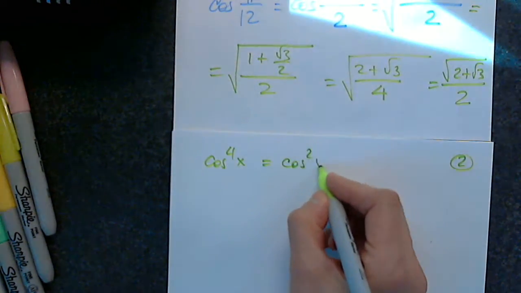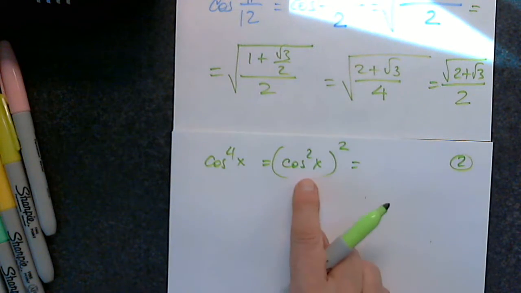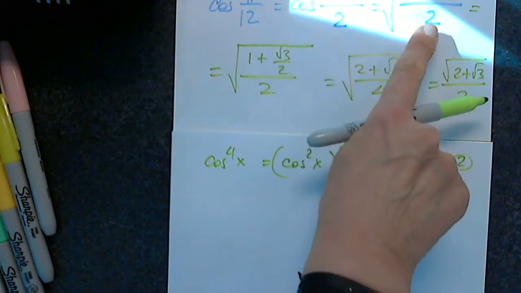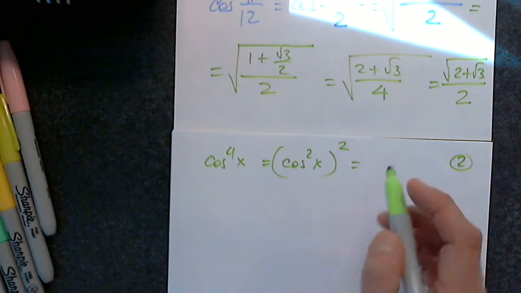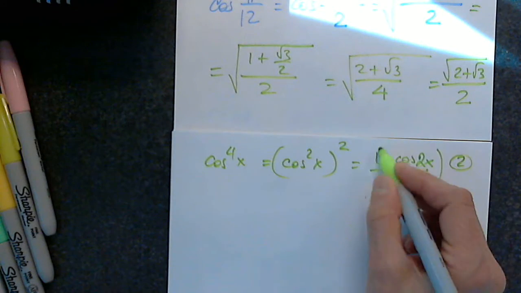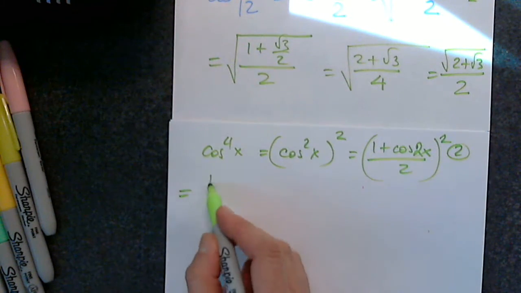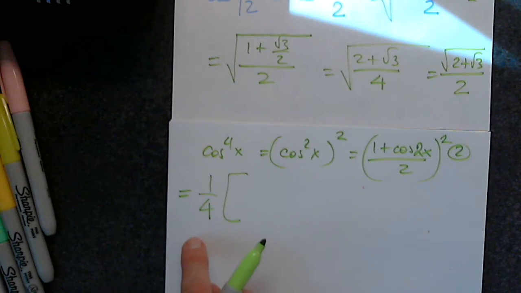Obviously, it's just cosine squared, everything squared. And this one, it's the same thing I used here, without the square root. Okay, very important formula. So (1 plus cosine twice x divided by 2), everything squared. Now I have to square the top and square the bottom. I will keep 1/4 outside, it can wait.